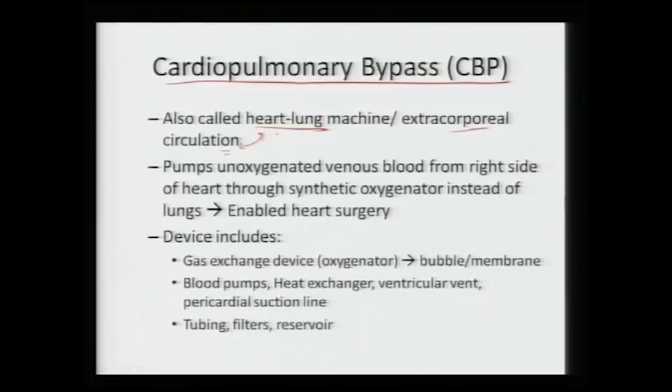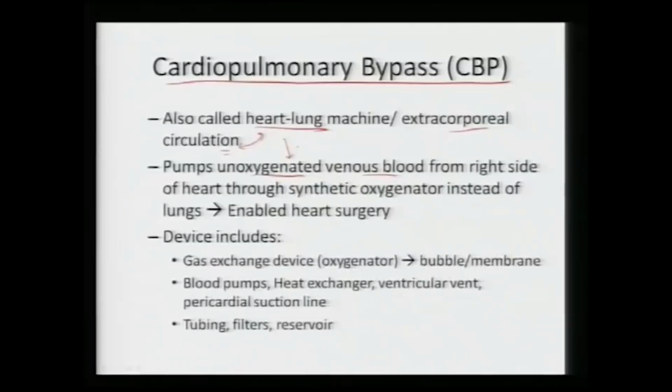So in this particular case, the cardiopulmonary bypass helps in pumping the unoxygenated venous blood. The venous blood is full of carbon dioxide and does not have enough oxygen, so oxygen has to be reactivated. The oxygenation of this venous blood has to be carried out using a certain oxygenator, which can be either a bubble or membrane type device.